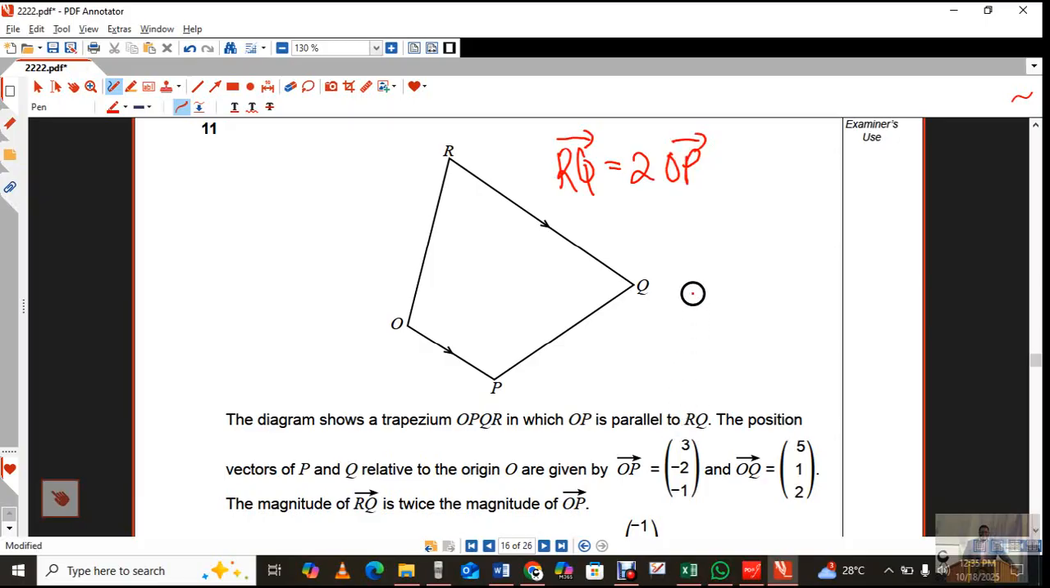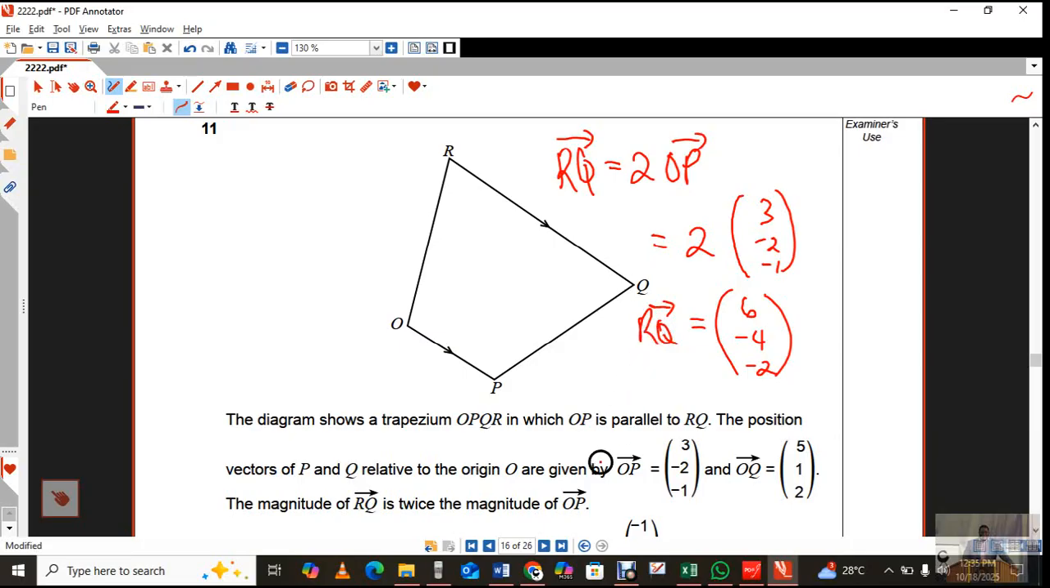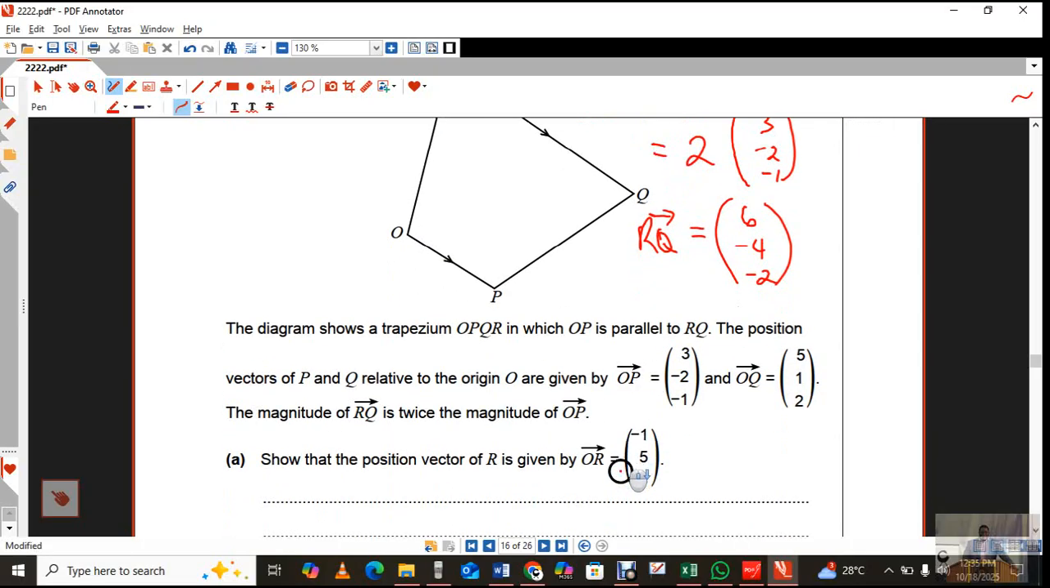Okay, and I have OP. So this is 2 times OP, which is 3, -2, -1. So this is going to be 6, -4, -2. So this is my RQ. No problem. Why is that necessary? They are asking me to find the position vector of R. Okay, show that we get that.